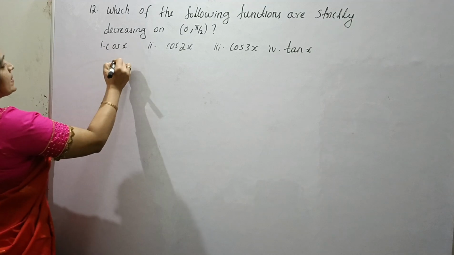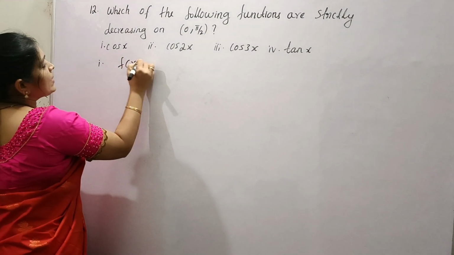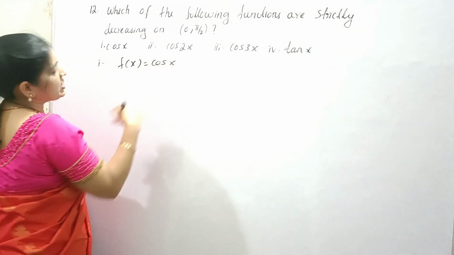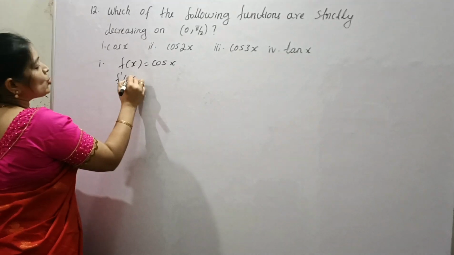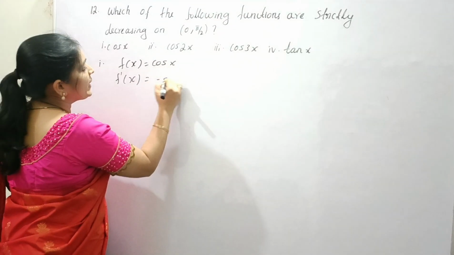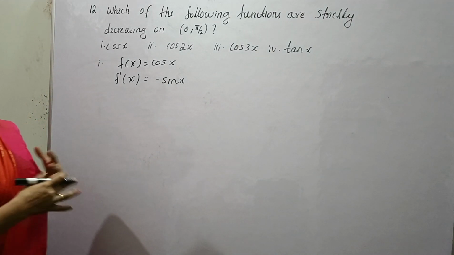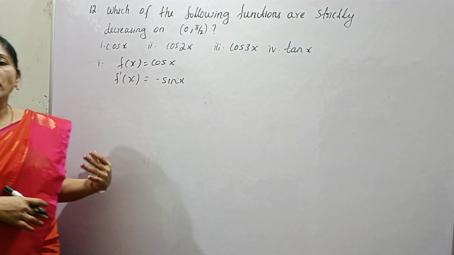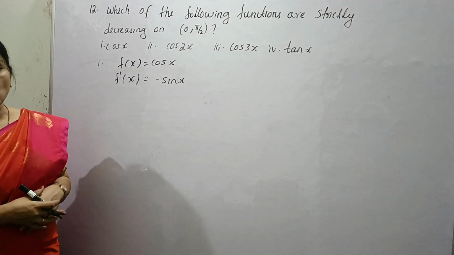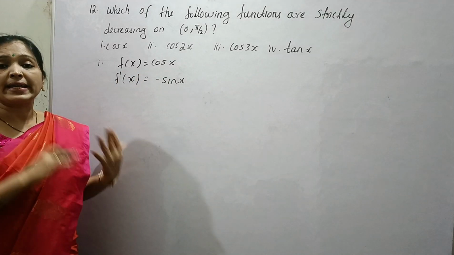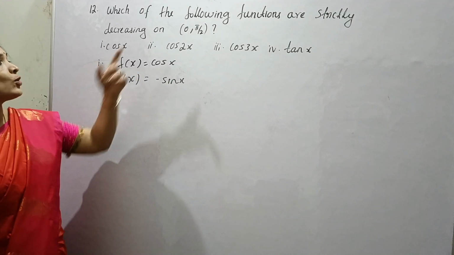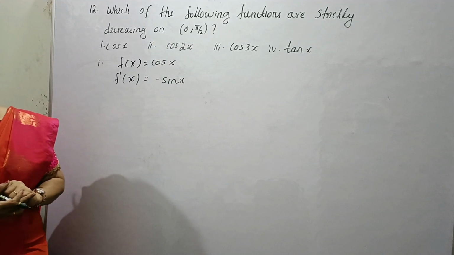So first one, cos x. f of x is equal to cos x. So what is the first method? Find f dash of x, the derivative of cos x with respect to x. That is minus sin x. Here we have to check whether this f dash of x is less than 0 or greater than 0. For that we have to check whether sin x is less than 0 or greater than 0 in the interval 0 to pi by 2.